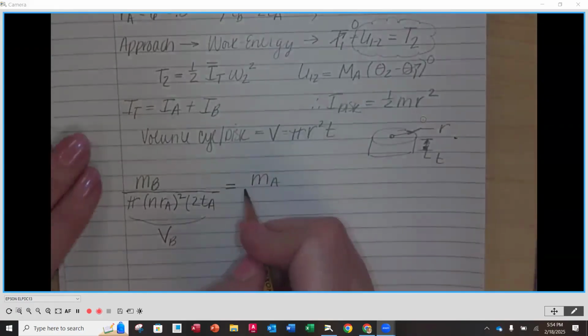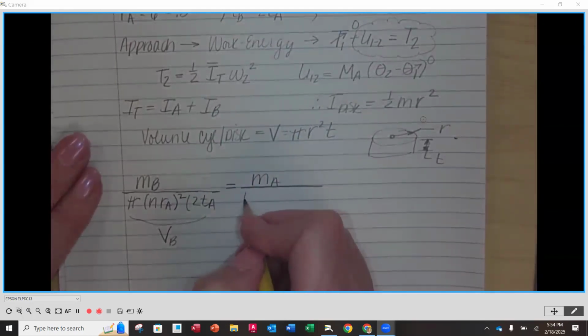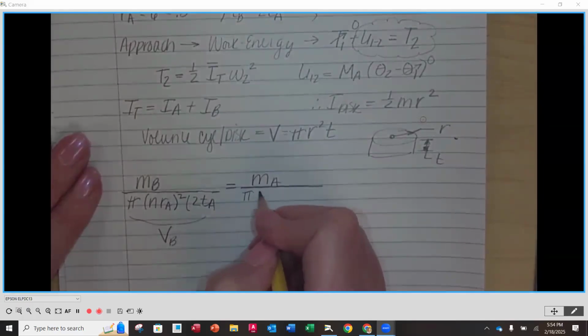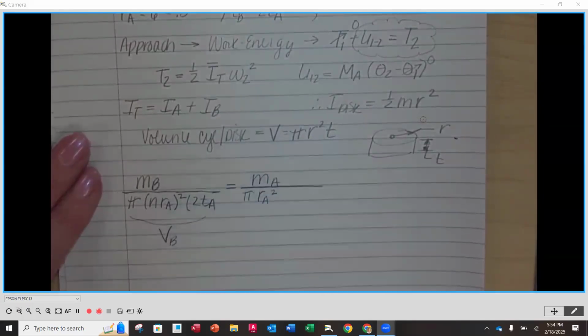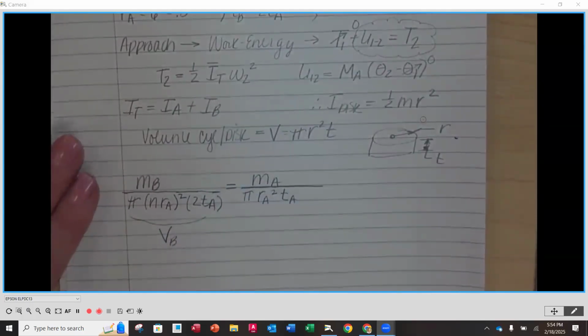Now we're going to set up that same ratio over on the right-hand side, but with the volume of A. So this is going to be pi. This is going to be RA squared times the thickness of A. Okay.